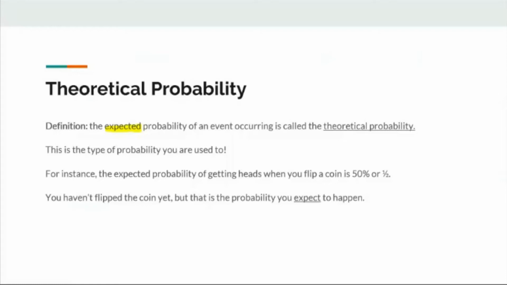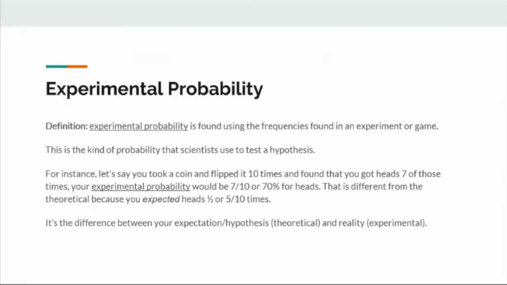So, going back to the coin thing. Let's check out experimental. Experimental probability is found using the frequencies from an experiment or game. It's back to that coin example I said earlier. If you get heads 4 times out of 10 flips, well, that's 4 out of 10. That's different from the 5 out of 10 that maybe we were expecting, because we know that 5 out of 10 is 50%.